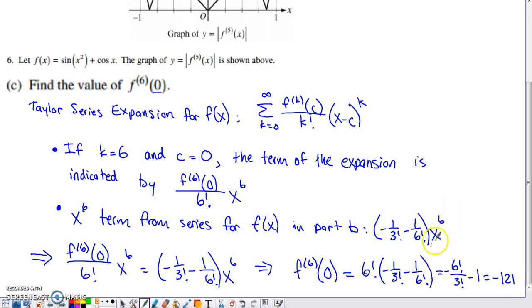So thinking outside the box a little bit, this wasn't that bad to find. It's a lot quicker to find it with the method we showed here, as opposed to doing this directly. Taking 6 derivatives of this is not going to be efficient at all.